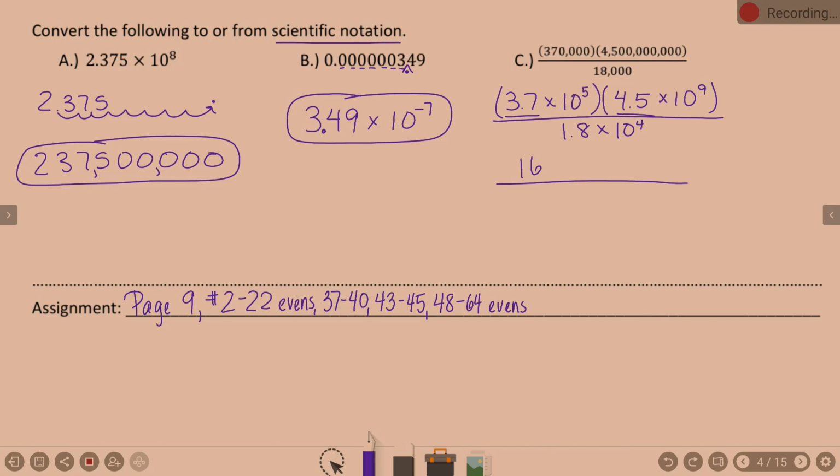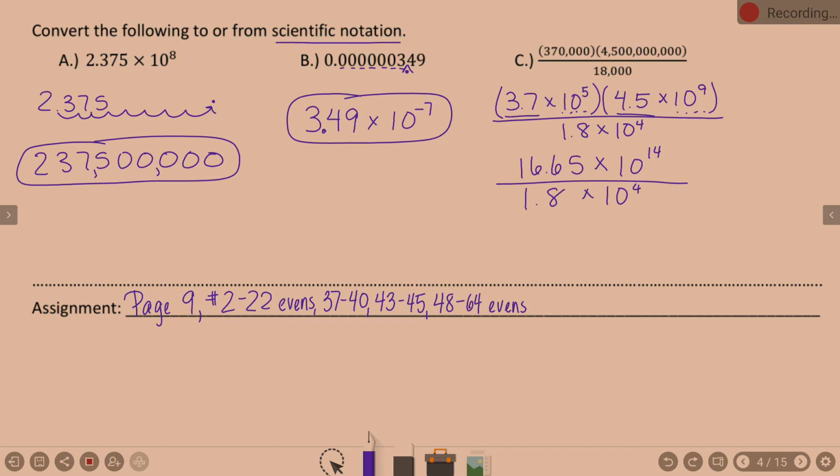16.65. Times, now this is without a calculator. What's 10 to the 5th times 10 to the 9th? 10 to the 14th. When you're multiplying, keep the base the same, add the exponents, right? So it's exponent rules. And it's still divided by 1.8 times 10 to the 4th. Do you see the direction I'm going to take us now? That's your answer? Nope.